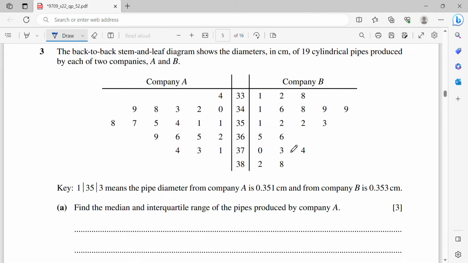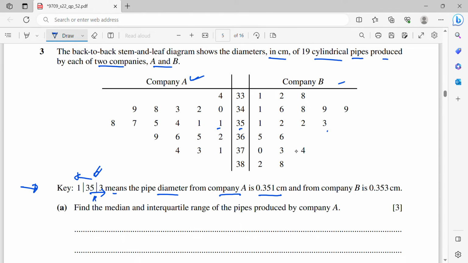For question number 3, the back-to-back stem and leaf diagram shows the diameter in centimeters of 19 cylindrical pipes produced by each of the two companies, A and B. So now you are given a back-to-back stem and leaf diagram regarding the readings from two companies, company A and company B. Look at the key: 1|35|3. This means the pipe diameter from company A is 0.351, so we read towards the left-hand side, 0.351 centimeter, and from company B it is 0.353 centimeter.